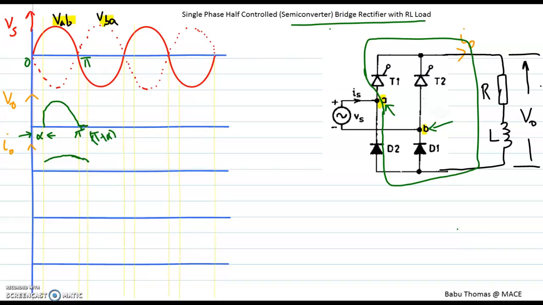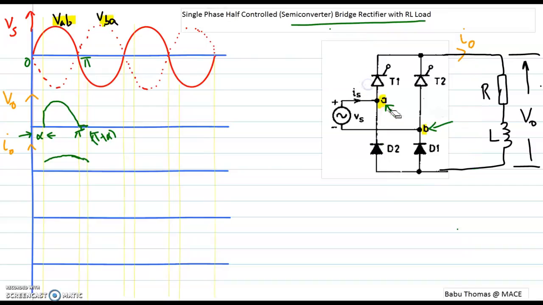Now again, between pi to 2 pi, the thyristor T2 is forward biased, and I can trigger the thyristor at any instant of time. Now just imagine that I am going to fire my thyristor at pi plus alpha. That is, thyristor T2 is fired at pi plus alpha. Now what happens is that the current will be flowing from T2, RL, D2 back to the supply.